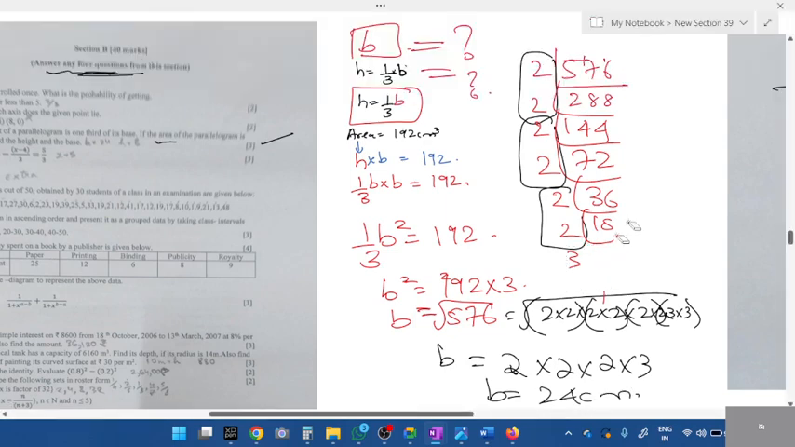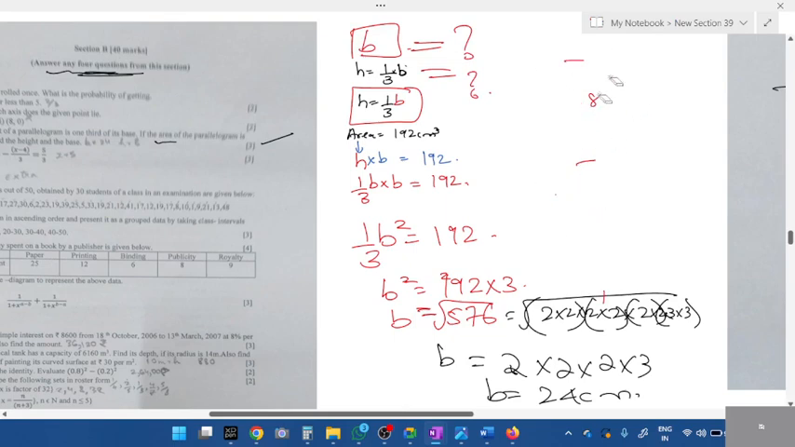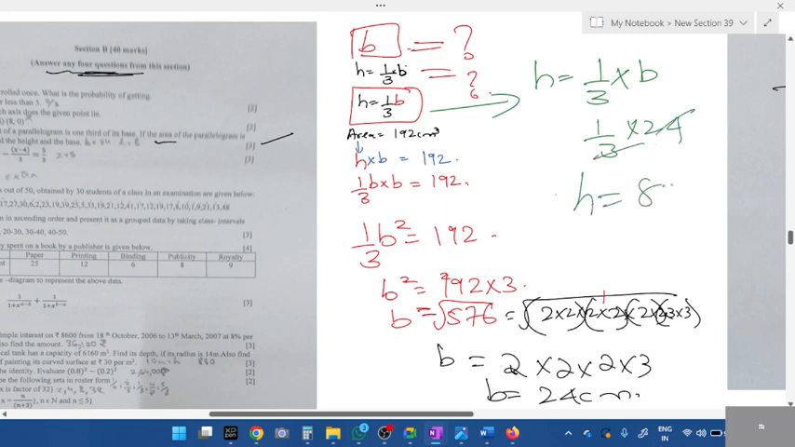Once you get the value of B, substitute the B value here. H is equal to 1 by 3 into B, that is equal to 1 by 3 into 24. H is equal to 8 centimeter. These are the two answers, 8 centimeter and 24 centimeter. Is it clear, students? Did you understand the way I solved it?